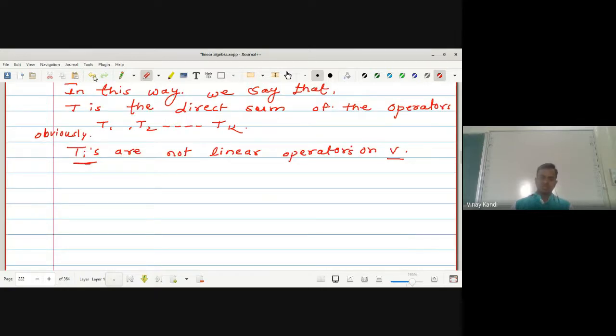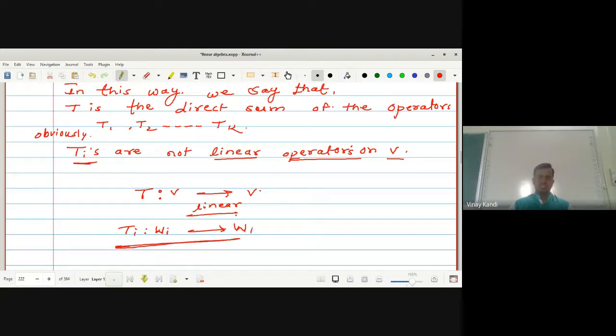When do we call something an operator? When the domain and codomain are the same. Is it correct? Yes, sir. Leave linear aside. When do we call it an operator? When the domain and codomain are the same and it is linear. Okay, so what is the domain of Ti? Wi, right? Okay, so it is a linear operator on Wi, but not on V. Okay, any doubt? No, sir.